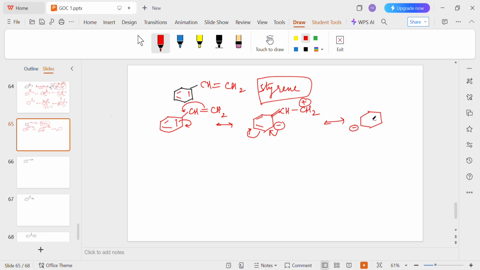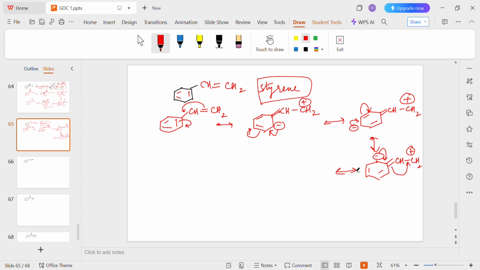It becomes like this: double bond CH, single bond CH2, positive. This is the third contributing structure. Now you are drawing the fourth one. You move this negative charge, this pi bond shifts as a result of this movement, and you get another contributing structure like this: double bond CH, single bond CH2. Now this negative charge shifts here. When this shifts here, this pi bond has to shift again to the positive charge.